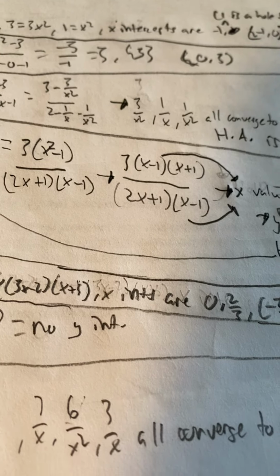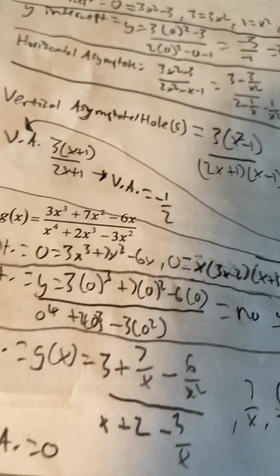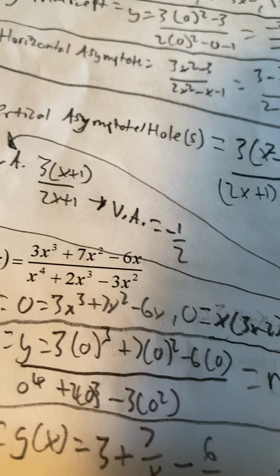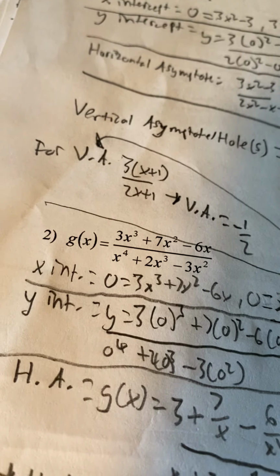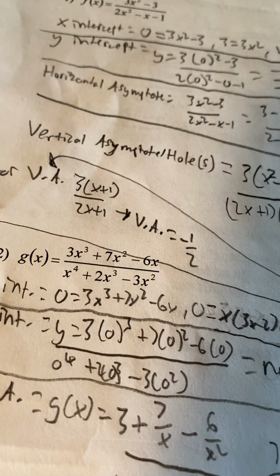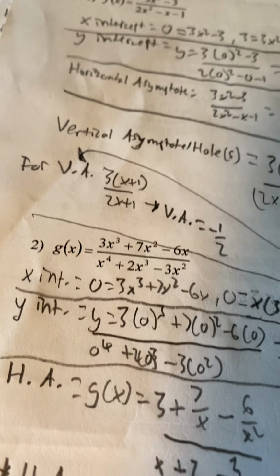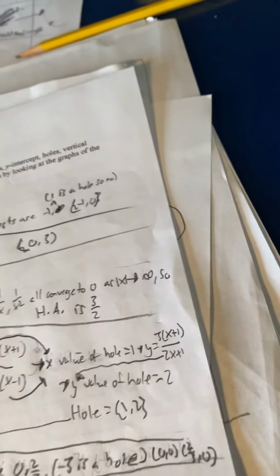And then after that, we know that it's 3x plus 1 over 2x plus 1. So on the bottom, 2x plus 1, the vertical asymptote is -1/2. And at the top, the x-intercept is -1. So, yeah.